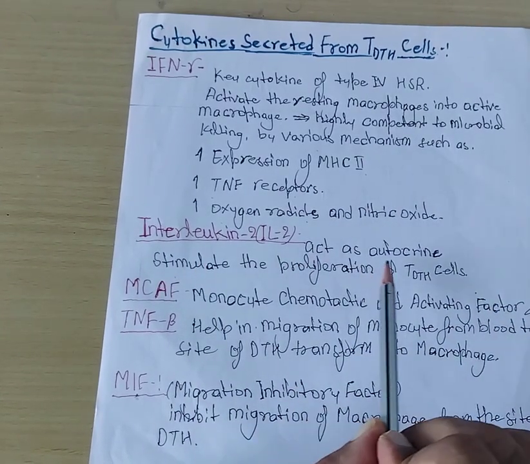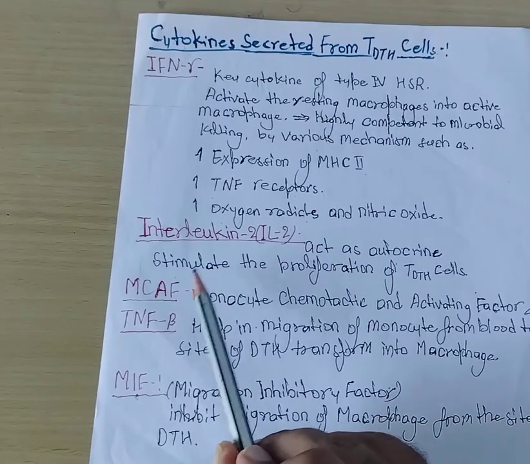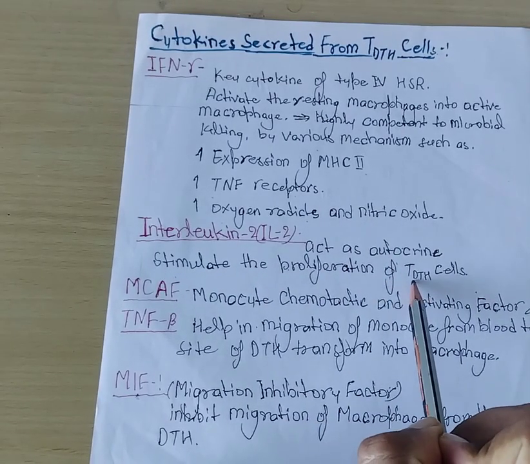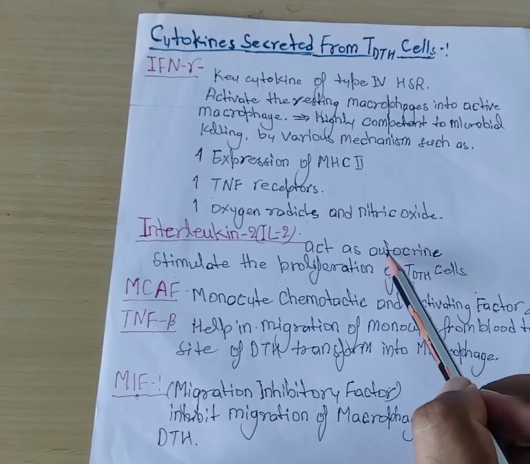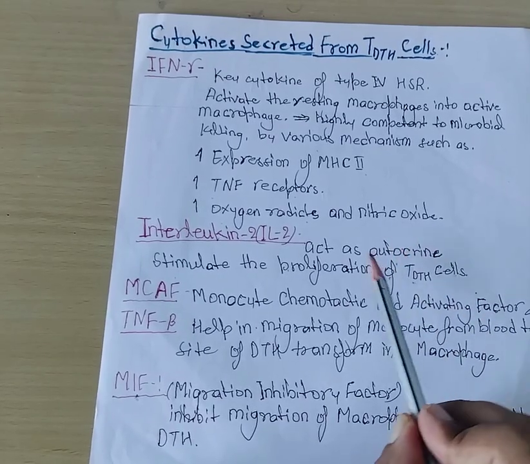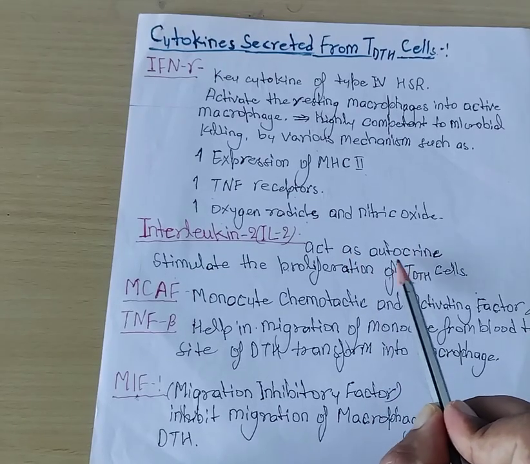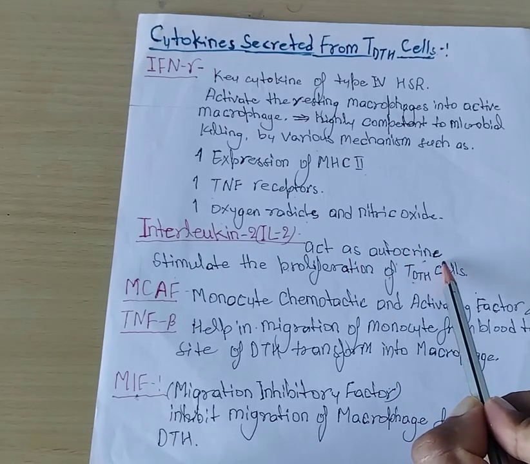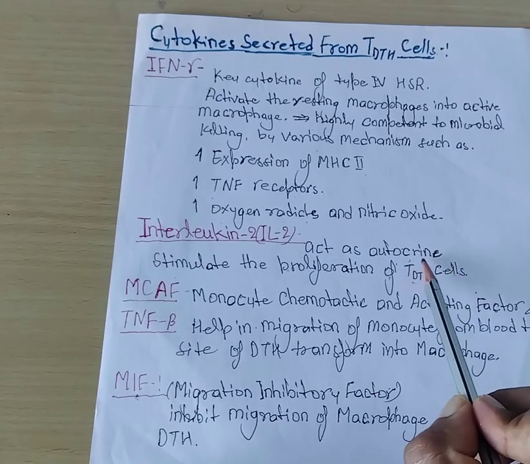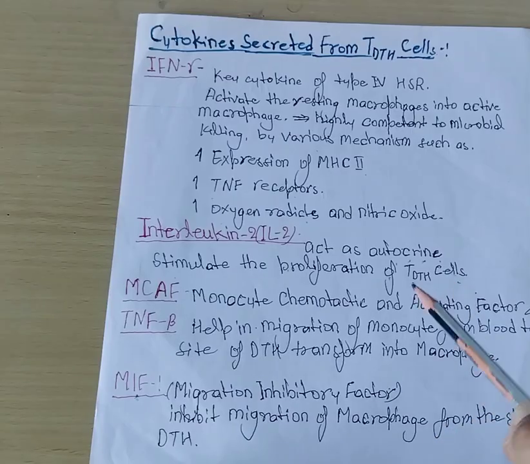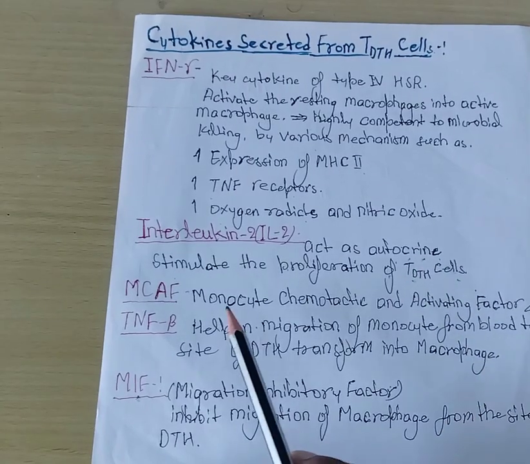Interleukin 2 acts as an autocrine. Autocrine stimulates the proliferation of delayed type hypersensitivity cells. An autocrine is a chemical, here an interleukin, secreted by delayed type hypersensitivity T cells that acts on the same cell and stimulates its proliferation.